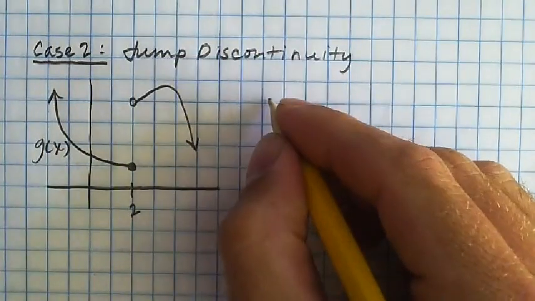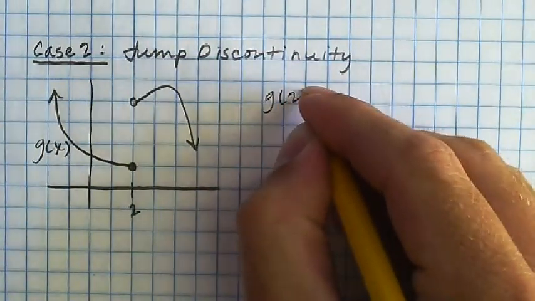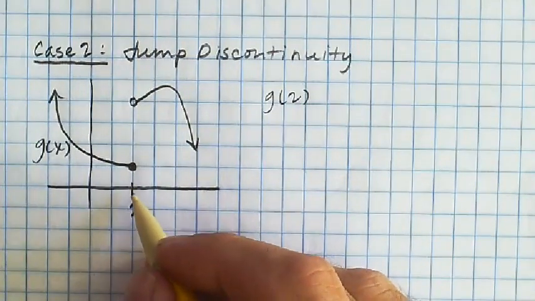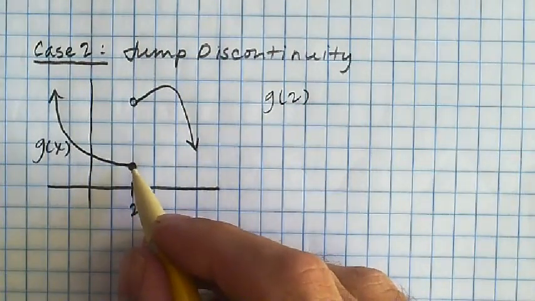Okay, now I do need to point out, if this is g of x, start with the discussion: what is g of 2 equal to? Okay, well, remember g of 2 is where we see the graph of g up above x equals 2, and this, the filled-in circle, is where we see the graph of g. Okay, so this is 1.